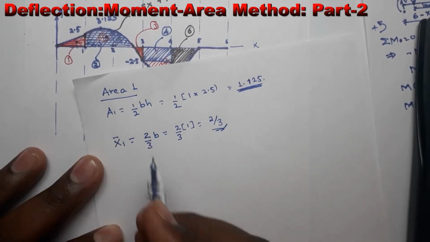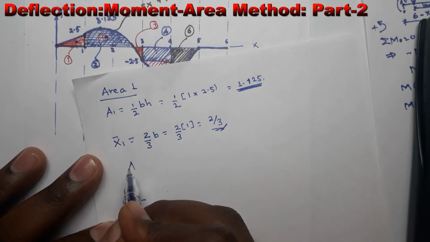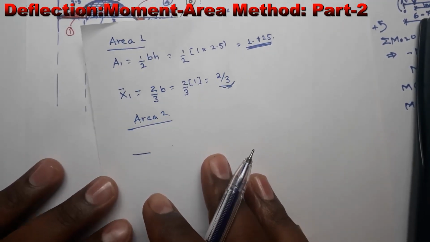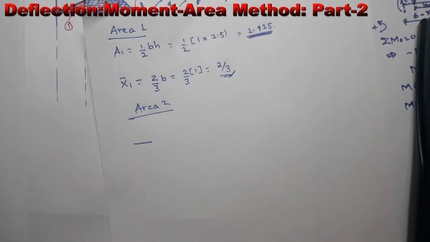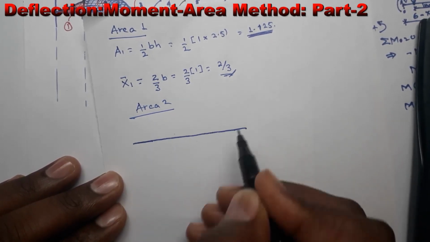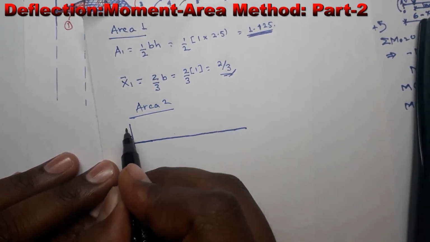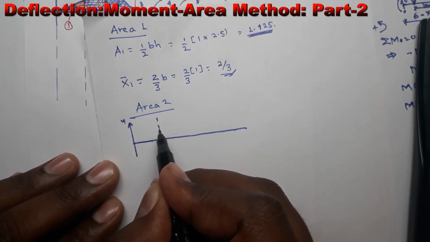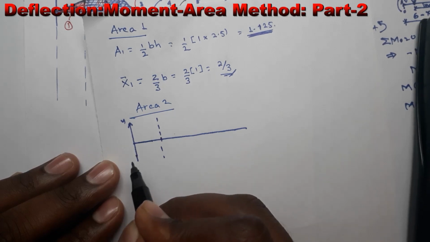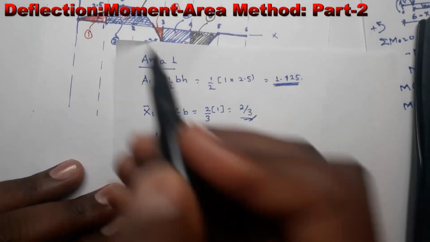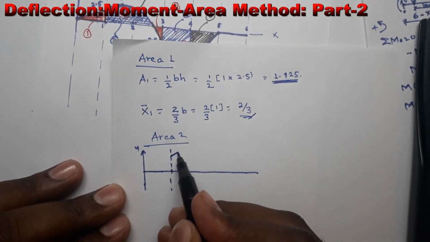It is like this: area 2. So now here, let me draw the x-axis. Here I have the y-axis. So at 1 meter, I have what? Around here 2.5. Then it goes up.